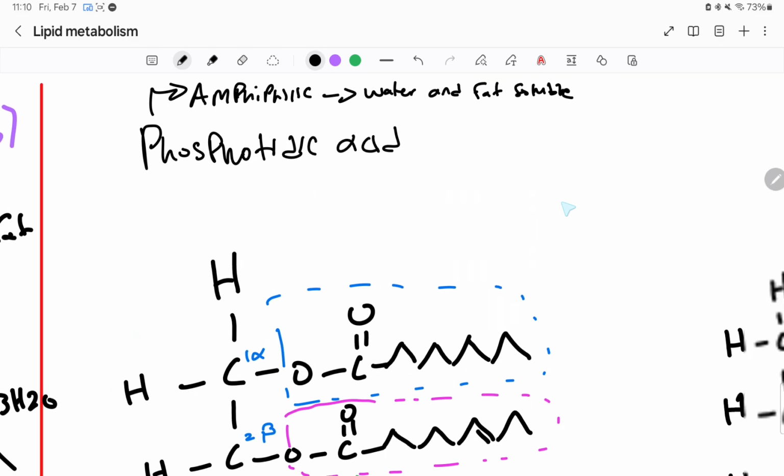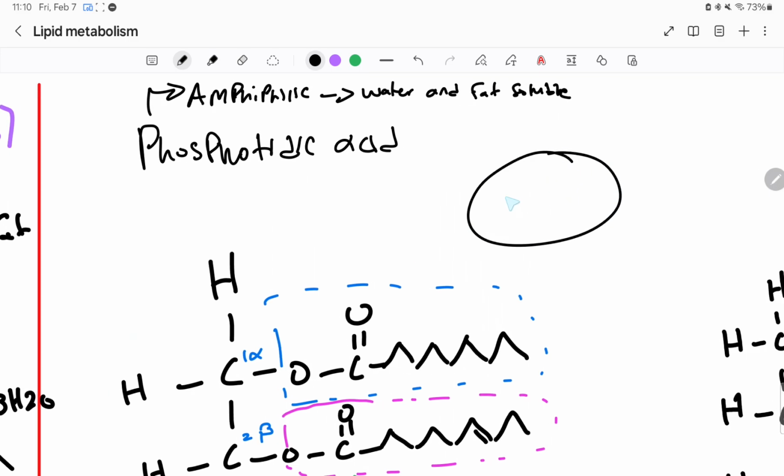As you guys know, right, so let's say here's a cell. Here's the nucleus of that cell. What is the membrane of a cell made out of?